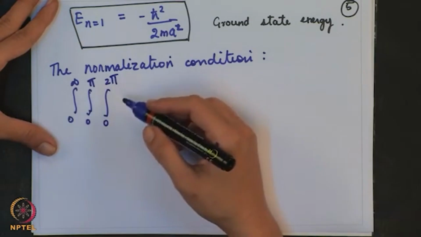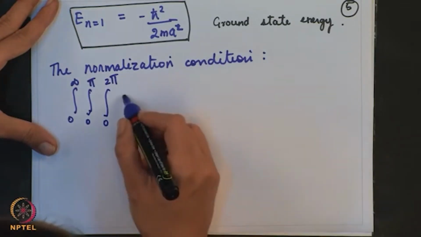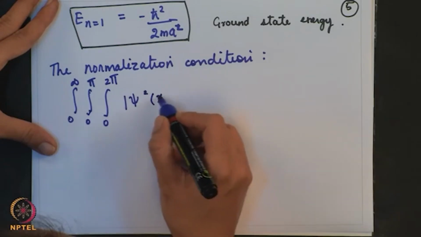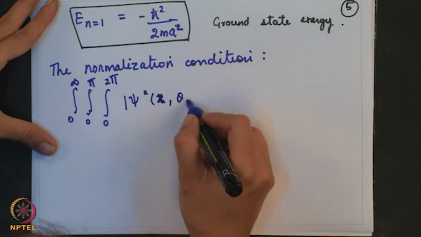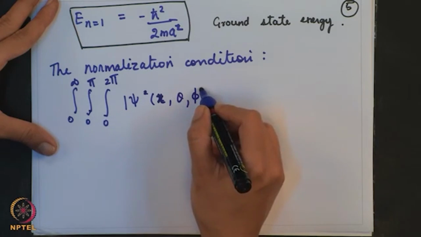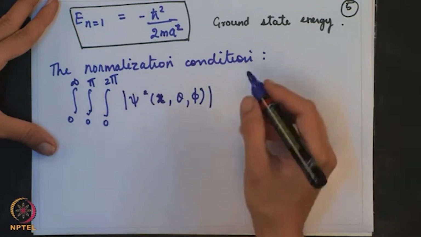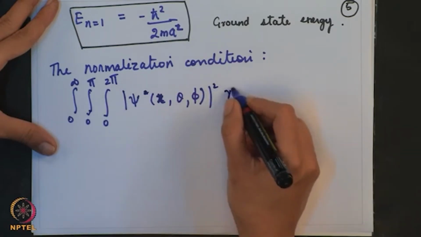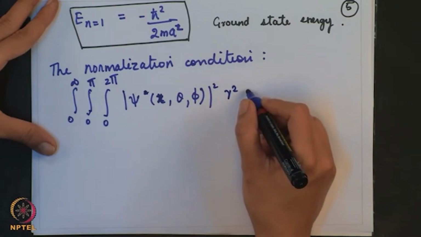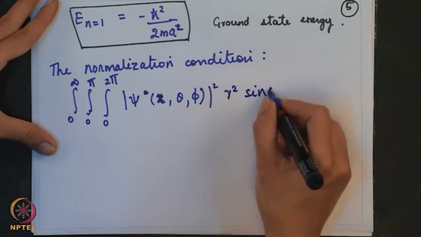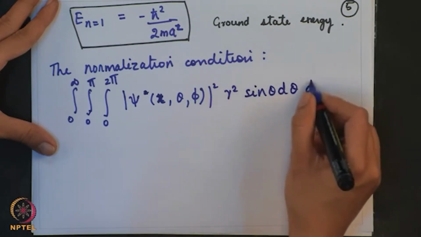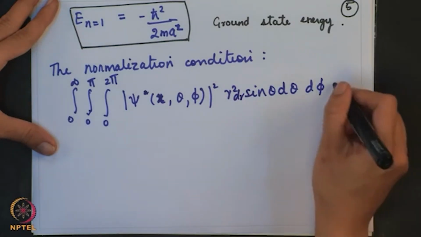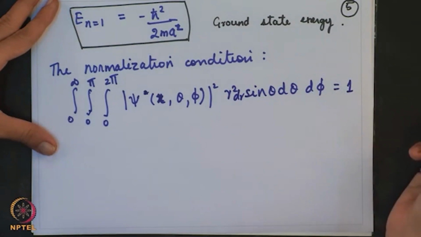So, when you integrate over r, theta and phi, that is psi square, r square sin theta d theta d phi, and you have a dr also. This should be equal to 1.